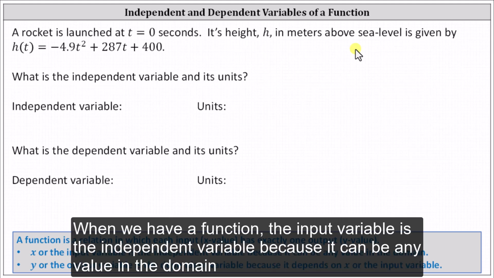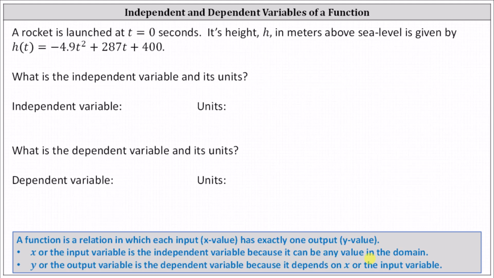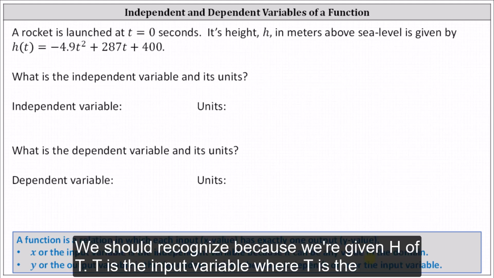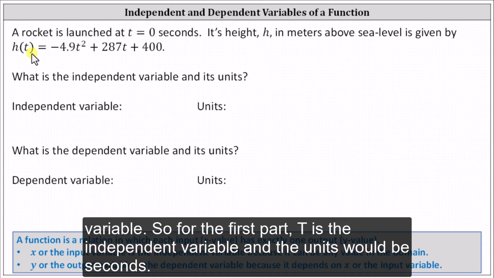When we have a function, the input variable is the independent variable because it can be any value in the domain, and the output variable is the dependent variable because it depends on the input variable. We should recognize, because we're given h of t, t is the input variable, where t is the time in seconds, and because t is the input variable, t is the independent variable. So for the first part, t is the independent variable, and the units would be seconds.